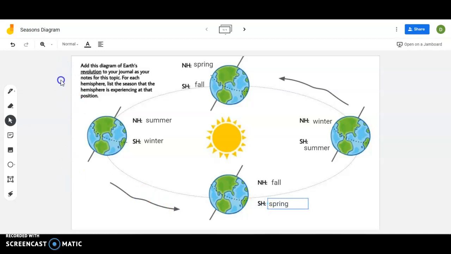So check your diagram, check your work from yesterday, make sure that you have everything labeled correctly, and then you can move on to the Kahoot and do some more practice and test your knowledge.